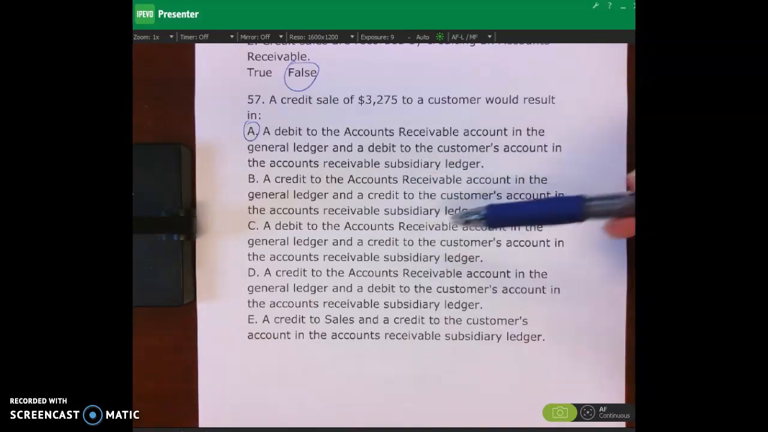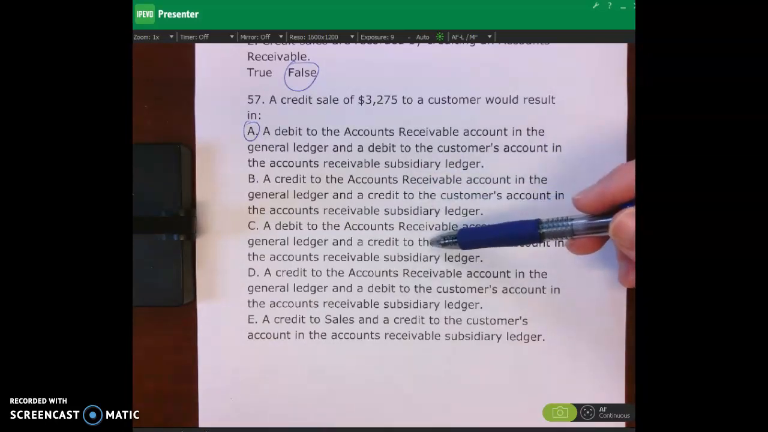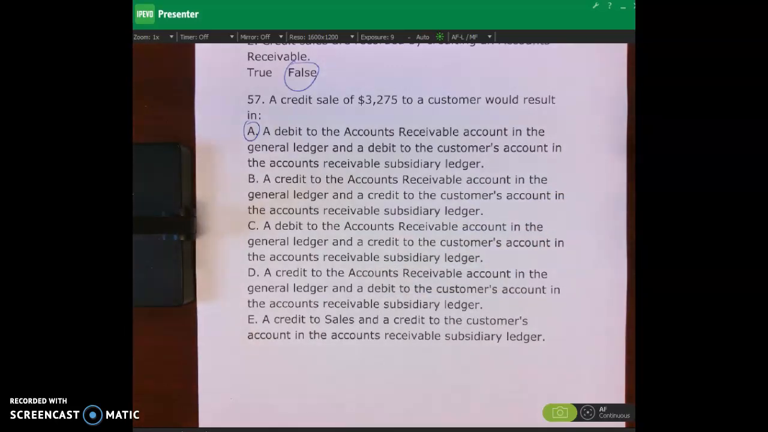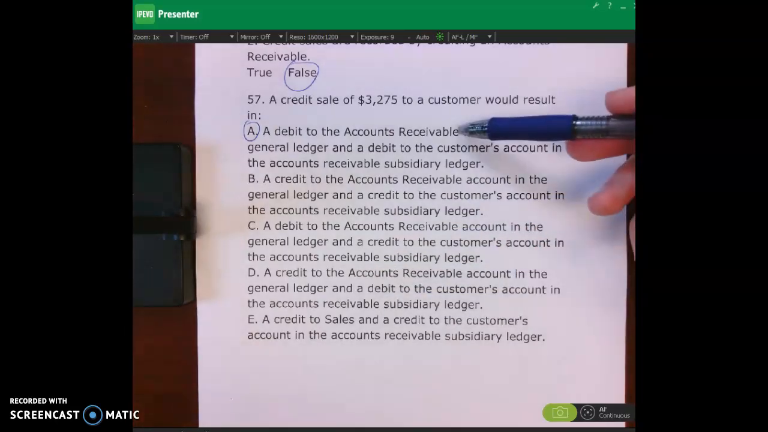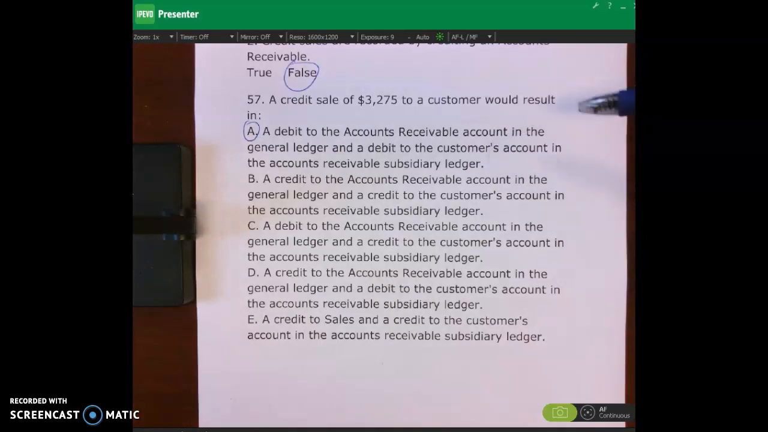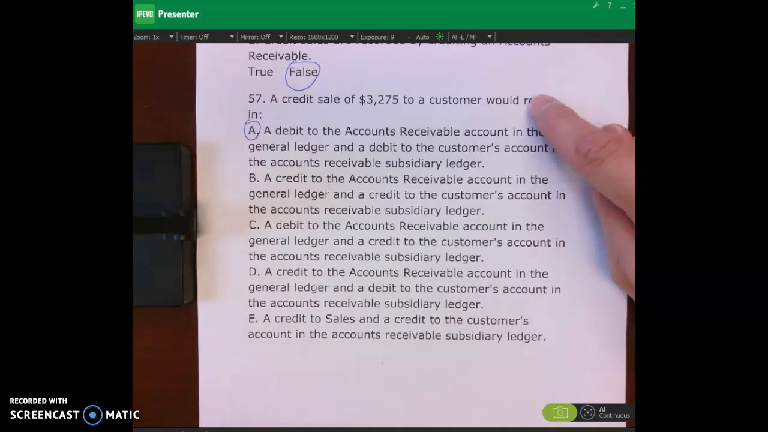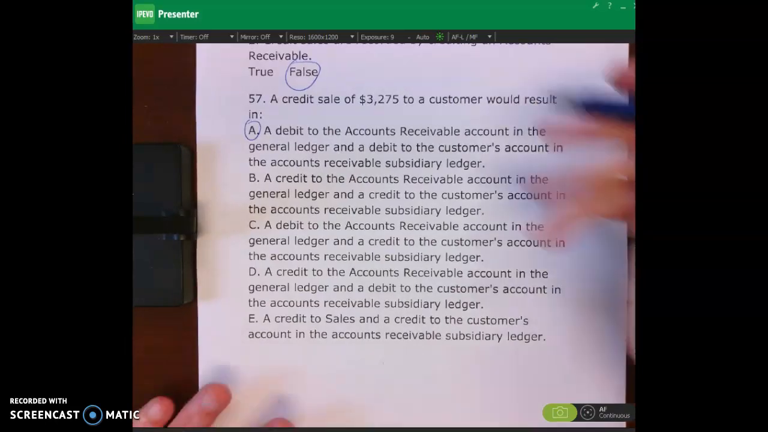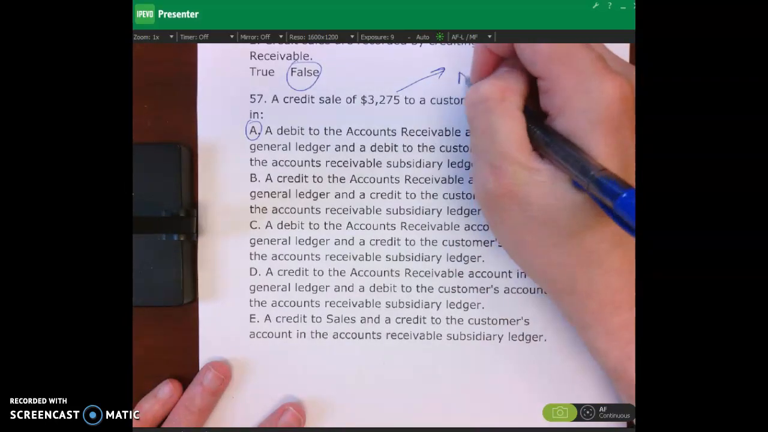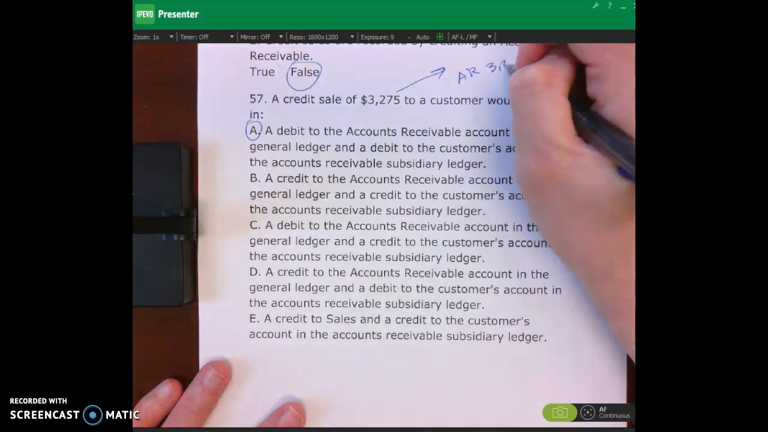Okay, so anywhere where it says a credit to accounts receivable, that's when we get paid. So that's why that doesn't make any sense. Okay, it has to be a debit to the general ledger and then a debit to the customer's account, because debits increase accounts receivable. And that's what's going on. All right, because we made a credit sale. So remember, the journal entry here would be debit to accounts receivable, $3,275.